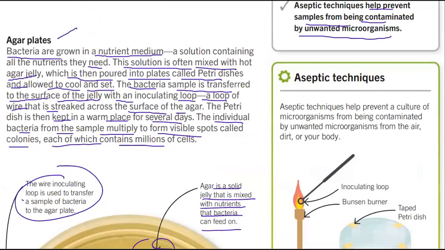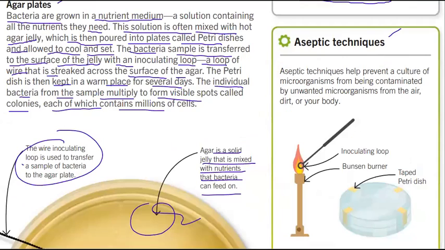Now we will see aseptic techniques. Aseptic techniques help to prevent a culture of microorganisms from being contaminated by unwanted microorganisms from the air, dirt, and your body.